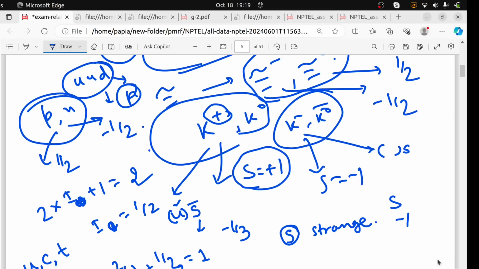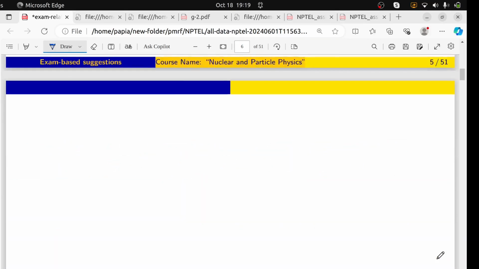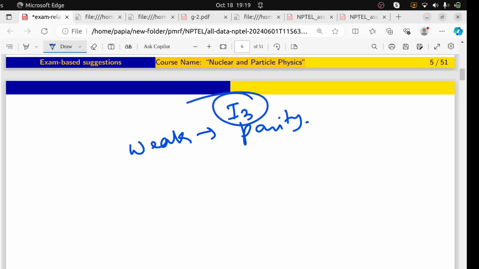Okay, there is a table. I think I have shared this table somewhere. If it is not shared, then I can also tell right now. The main thing is that weak interaction does not conserve parity. That you need to know. Parity is not conserved in weak interaction, first of all. Strong interaction always conserves parity. Strong interaction always conserves the strangeness quantum number.